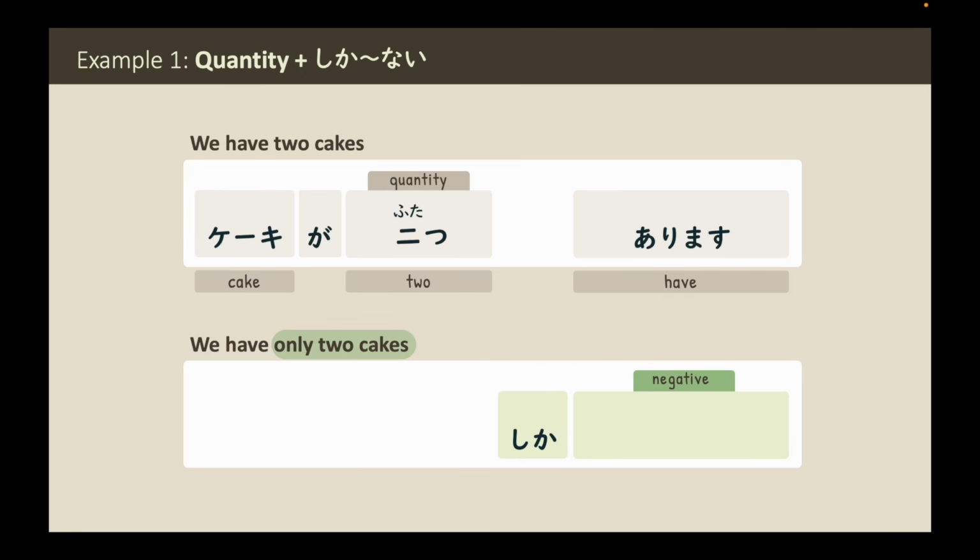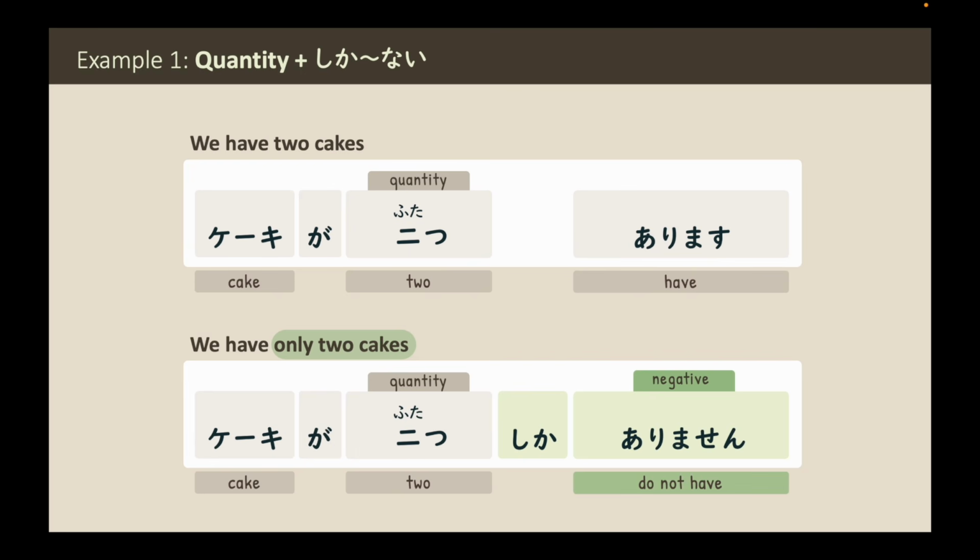So we have only 2 cakes is ケーキが2つしかありません。Here, notice that the English translation says we have, but the Japanese sentence uses a negative form. We do not have. This might feel confusing, but shika always uses a negative form. That's because shika points to the quantity and says we don't have much, only this much.